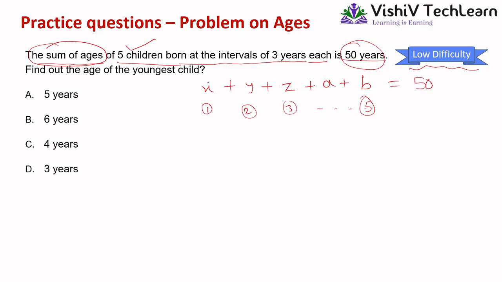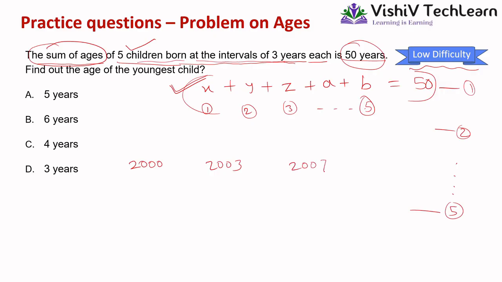That's okay, but this has 5 different variables and we would need 5 such equations. Equation 1 is here, then 2, 3, 4, 5. If we have 5 such equations, then we can solve for 5 variables, correct? But another logic we can apply here is that the 5 children are born at intervals of 3. If the first is born in, let's say, 2000, the second might be born in 2003, the third in 2006, and this is how it will go with intervals of 3.